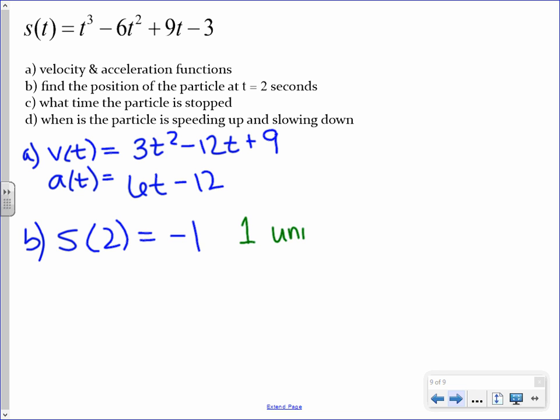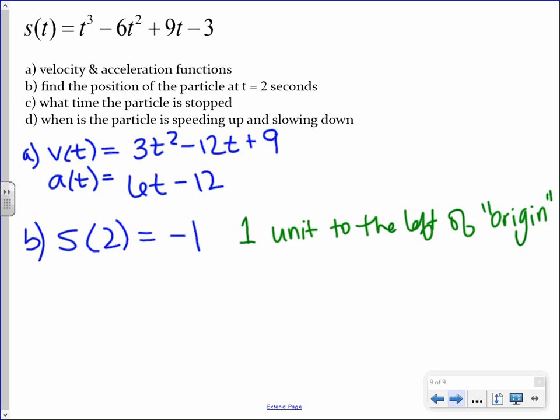One unit to the left of the origin. So wherever you establish the origin to be, position is 0, then we are 1 unit to the left of that. Okay?